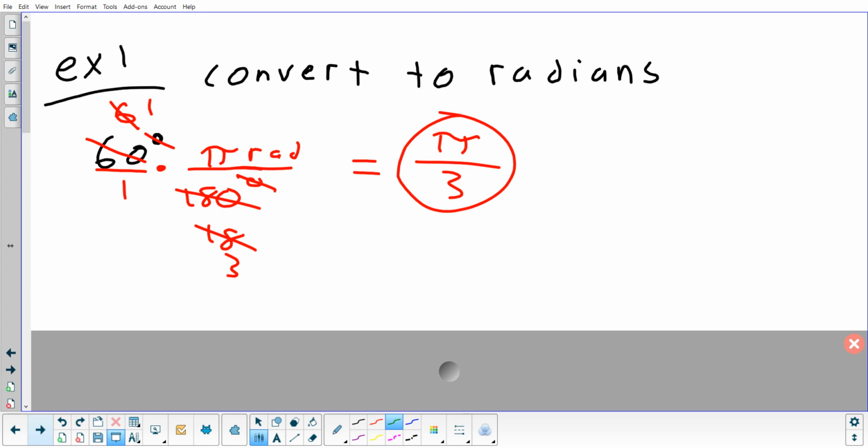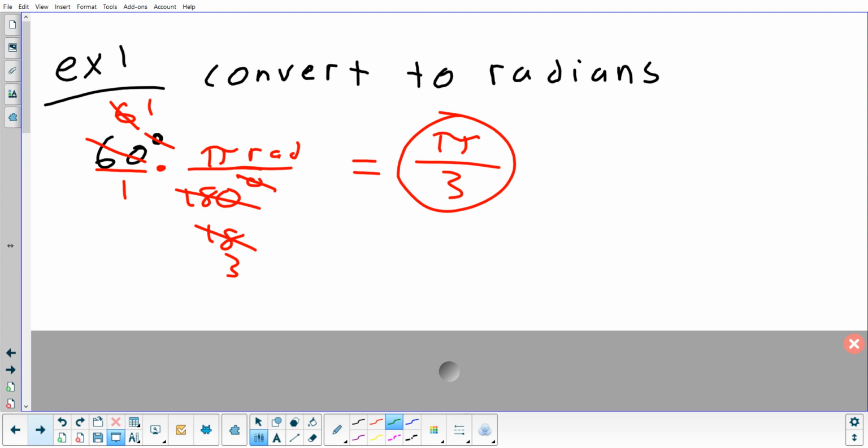Now, did anybody look at that and say he didn't write something down that I thought he was going to write on that answer? Is there anything there that you thought I was going to write that I didn't? How about my label? What's my label on that pi over 3? Radians. It's radians. Well, why didn't I write it?